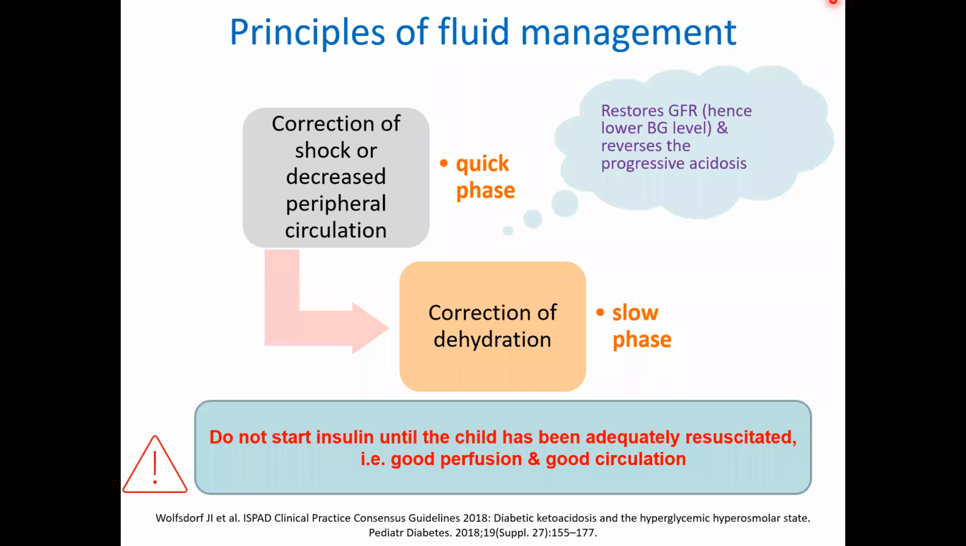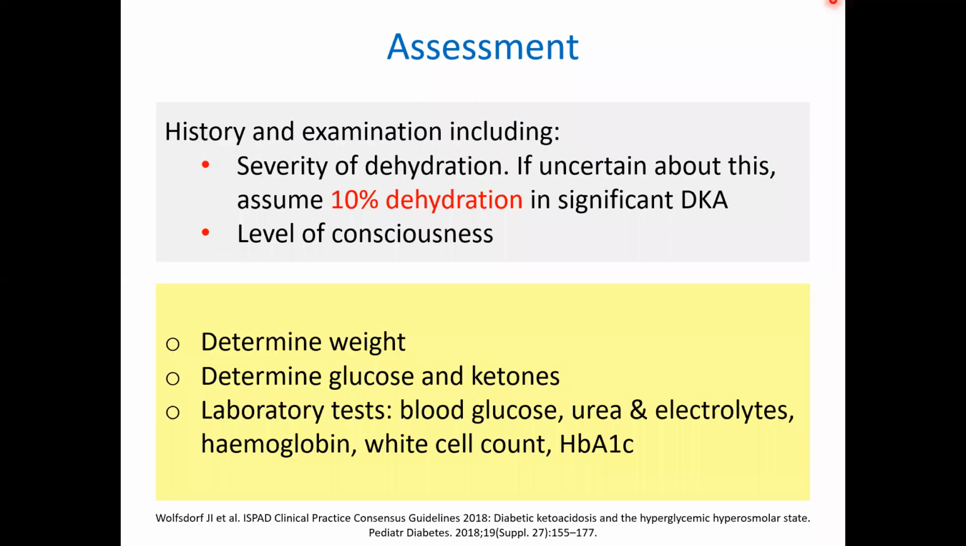And what fluid resuscitation does is it basically restores the glomerular filtration rate. And this actually helps to lower the blood glucose level, because it helps to improve clearance of blood glucose through the osmotic diuresis. And it also reverses the progressive acidosis by improving the perfusion. So of note is that insulin should not be started until the child has been adequately resuscitated.